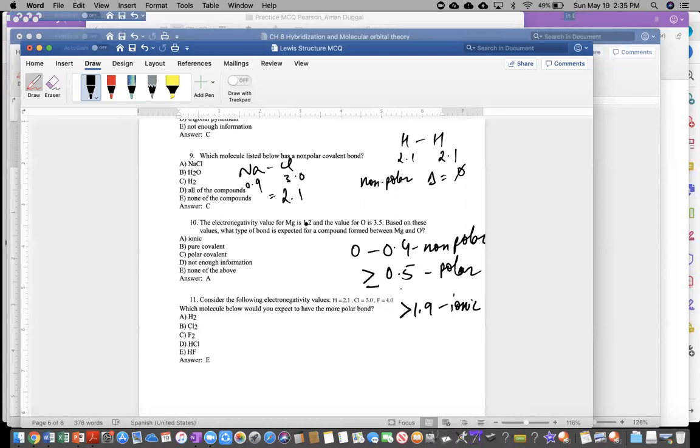So you see magnesium is 1.2, oxygen is 3.5. What is the difference? 2.3. And 2.3 is more than 1.9. So that's why for Mg and O, this is 1.2, this is 3.5, my difference is 2.3, which is more than 1.9. That's why this bond is going to be ionic.